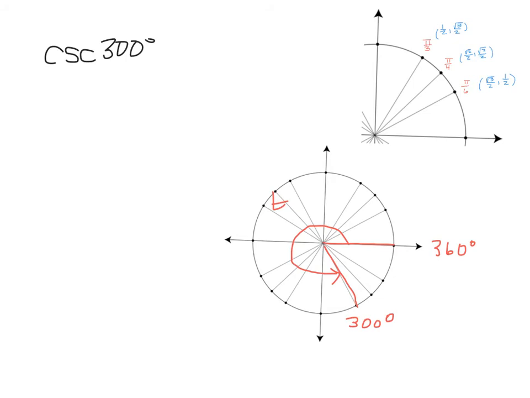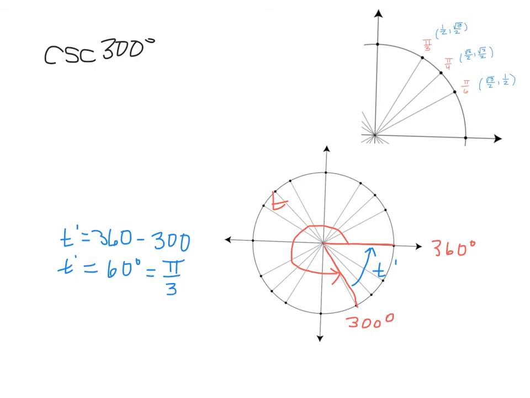So we want to find the reference angle. It's going to be this angle right here. To get that measured, we want the difference between 360 and 300. So t prime is 60 degrees. Now, we want to translate that to our radians. Well, 60 degrees is the same as pi over, hopefully you know the answer, 3.